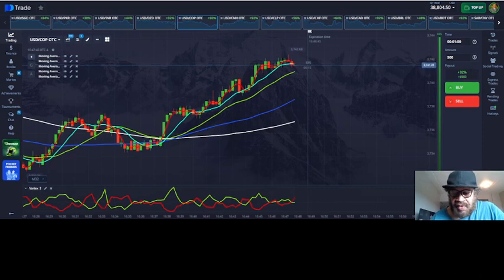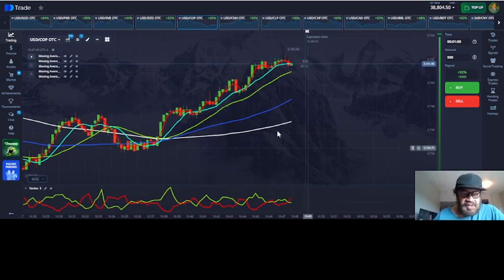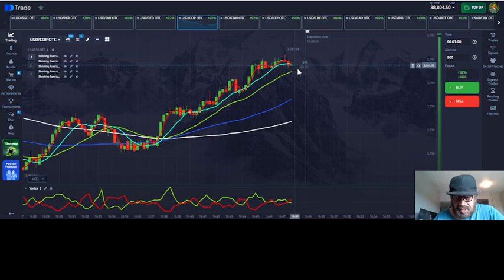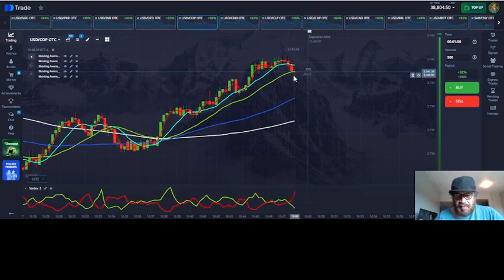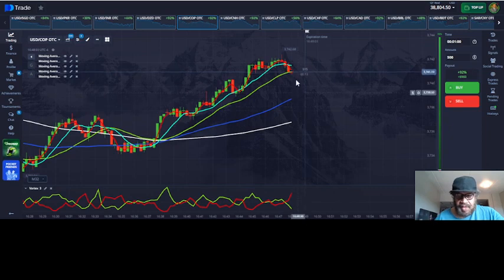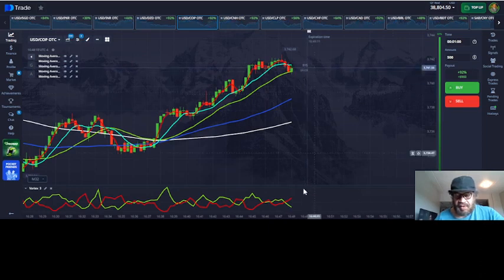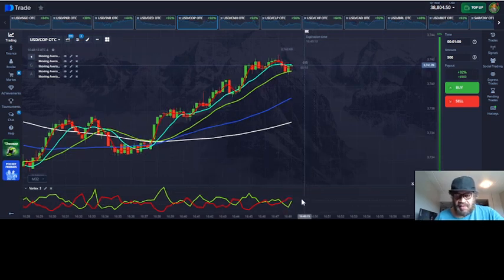Okay, so I'm on the USD COP OTC, and similarly to the last trade, I'm looking to take a bullish trade here. There's a retracement currently happening, so I'm going to wait for a reversal here, and once the reversal is confirmed with the cross of the vortex, hopefully. Okay, see here at the bottom, the vortex line.